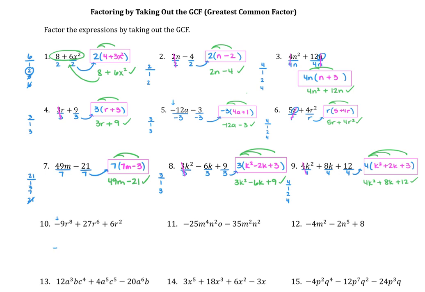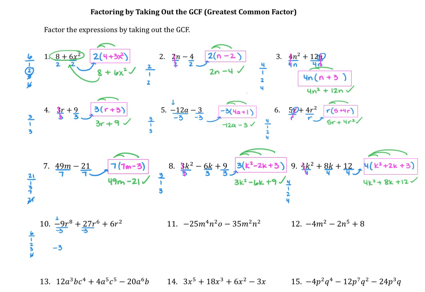Now I'm going to look at the numbers first. 9, 27, 6. 6 is my smallest value, so I'm going to start there. I have factors of 1 and 6, and 2 and 3. Can 6 go into all 3 of those evenly? No. Doesn't go into 9 or 27. 3 does go into all 3, so that's going to be the number that I divide by.